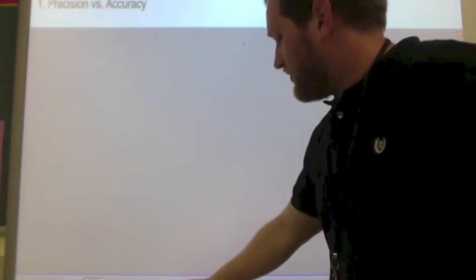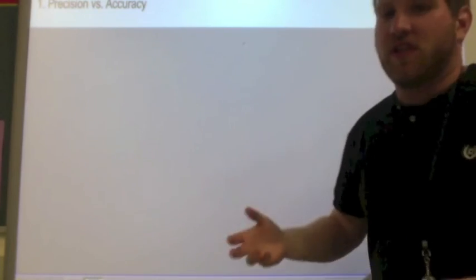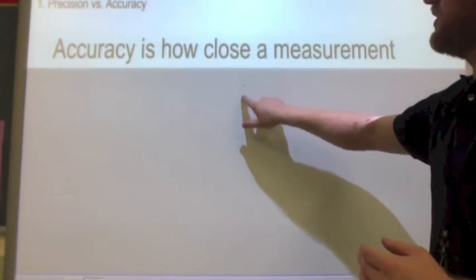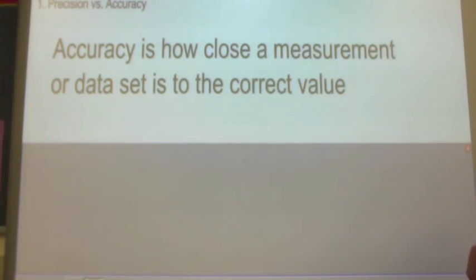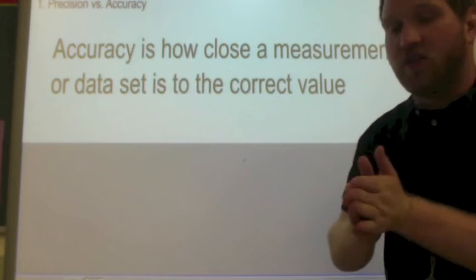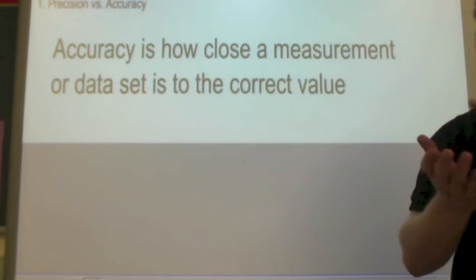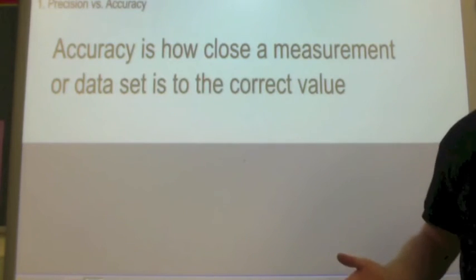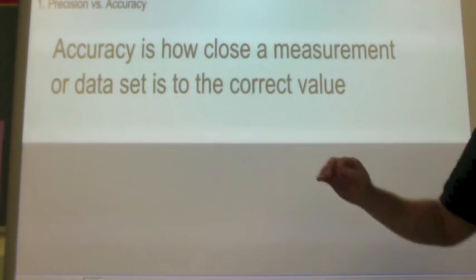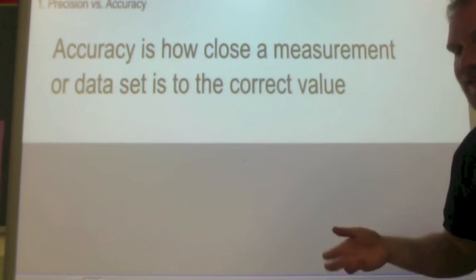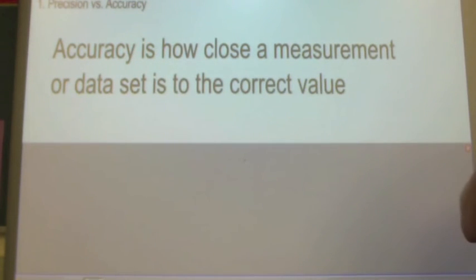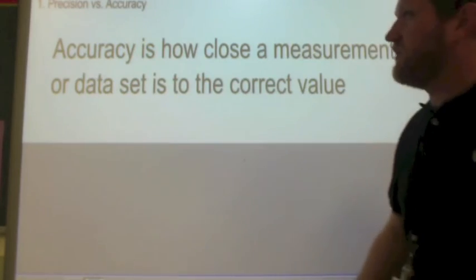Precision versus accuracy. So we use these terms a lot, but let's actually define and make sure we're clear on that. Accuracy is pretty straightforward. It's how close a measurement or a data set is to the correct value. So when we did the volume lab, we compared how centimeter cubed compares to milliliters. Most of us found a slope of very close to 1. So if you had something like 0.996, that was very accurate, how close it is to the correct value.